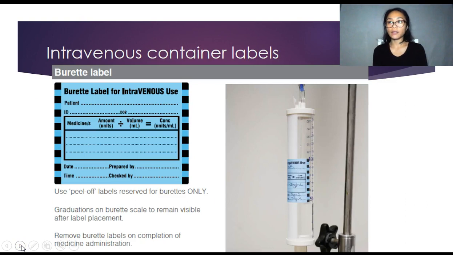At uni, we don't have those small labels, but we do have these bigger labels. So when you attach a label on a burette because you've mixed a medication into here, we'll need to complete this label. We'll prompt you to indicate the patient's name, MRN, their date of birth, the medication, the concentration, signature, and the second nurse or the checker's signature there.